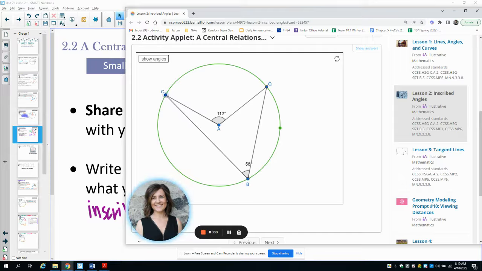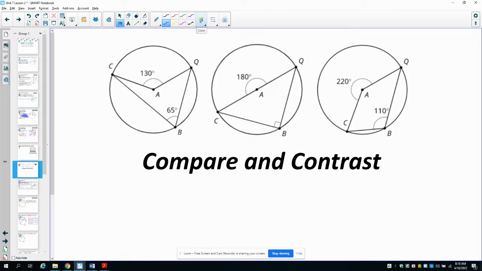All right, so let's look at a couple of these, and we just saw this on the other little applet activity. So in each of these diagrams, we see a couple of different things. Here we have an obtuse central angle. Here we have a straight central angle or a diameter. Okay, so we get a 180 degree angle.